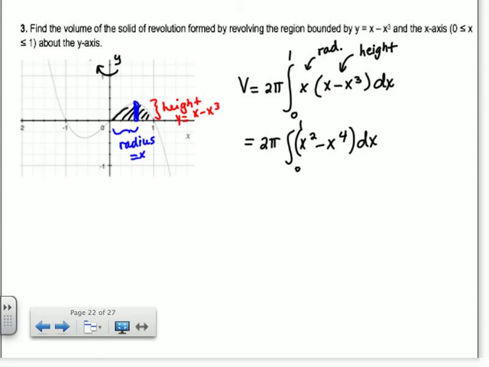Okay, multiply the x in, you get x squared minus x to the fourth. Integrate, so you get x cubed over 3 minus x to the fifth over 5, with 2 pi out front, going from 0 to 1. So that's going to be 1/3 minus 1/5 times 2 pi. So it's 4 pi over 15.